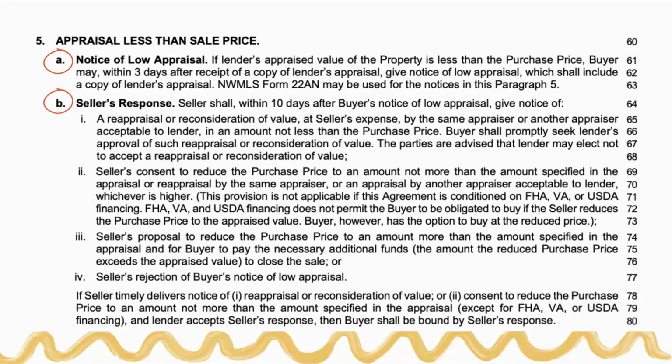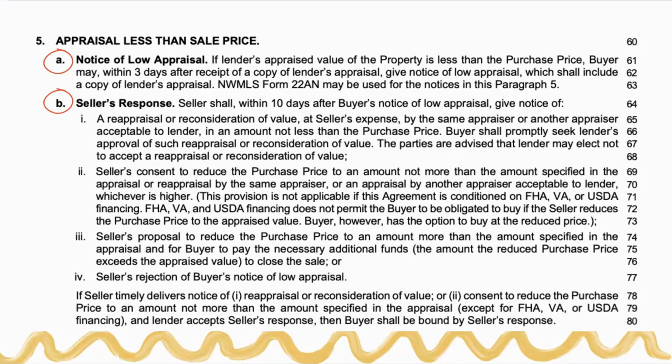But the first response the seller has a choice for is a reappraisal or reconsideration of value. Now, this is done at the seller's expense by the same appraiser or another one that's acceptable by the lender. And what they are going to try to do is bring the value up to the purchase price. If that's done, then the final say is from that lender if they would be willing to accept that low appraisal, or sorry, the reappraisal. And if they choose to accept it, you can move forward based on that choice.